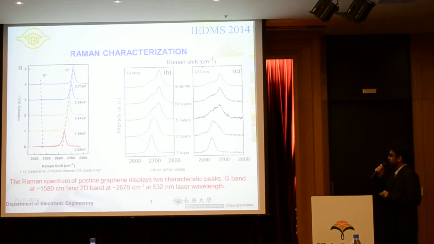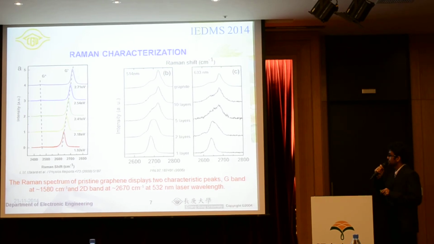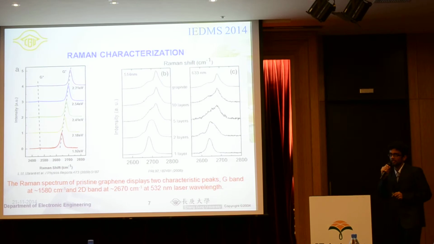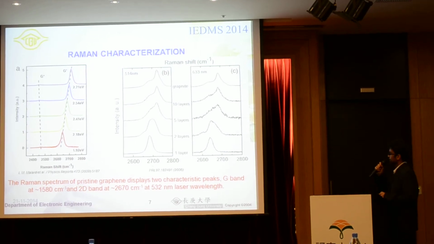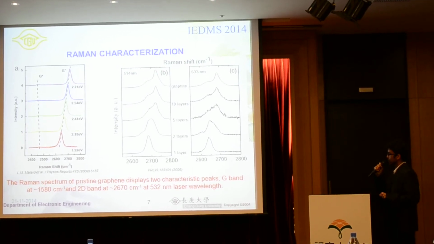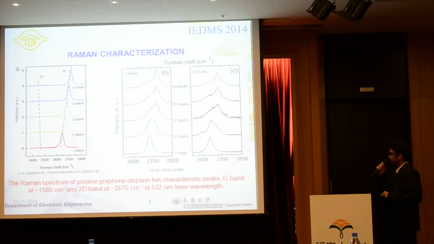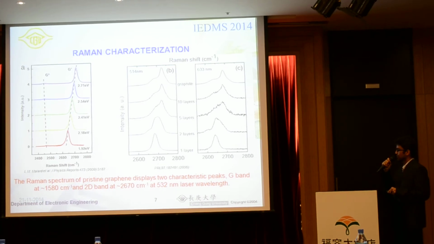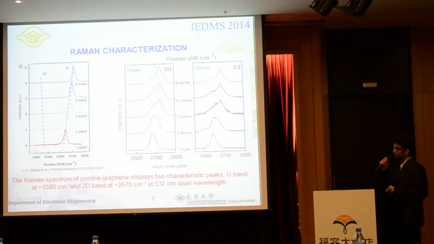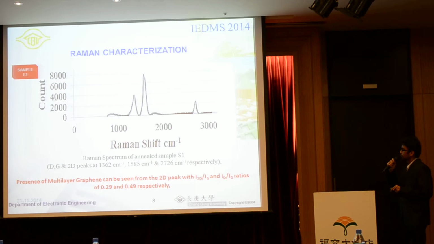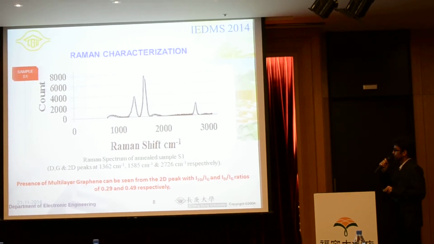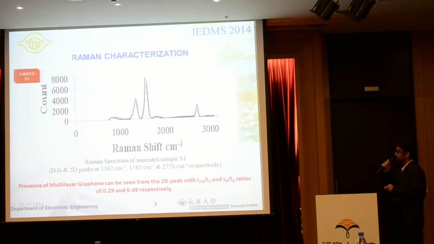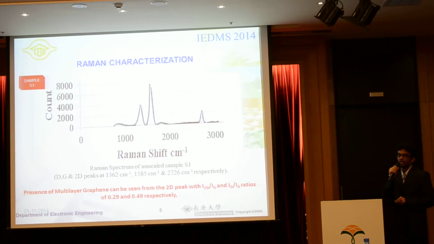And also when the number of layers of graphene increases, we can see there's a shift in the Raman. This is very important for our data, because normally if we take the reference for pristine graphene, then the D peak, G peak and the 2D peak are at about 1518, 2670, taken at this particular nanometer laser wavelength. But what we got was 2726 and 1585.